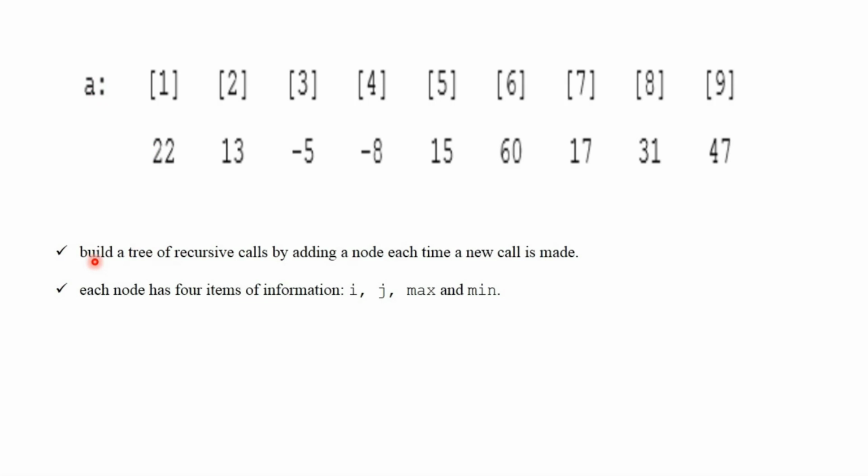So by using this function, which we have already discussed, we are going to show how the recursive calls are made in order to find out the max and min. So we will build a tree to represent the recursive calls, where each node is going to represent a new call made to the function. So each node will have 4 items. What are those? The i and j index as well as the max and min values.